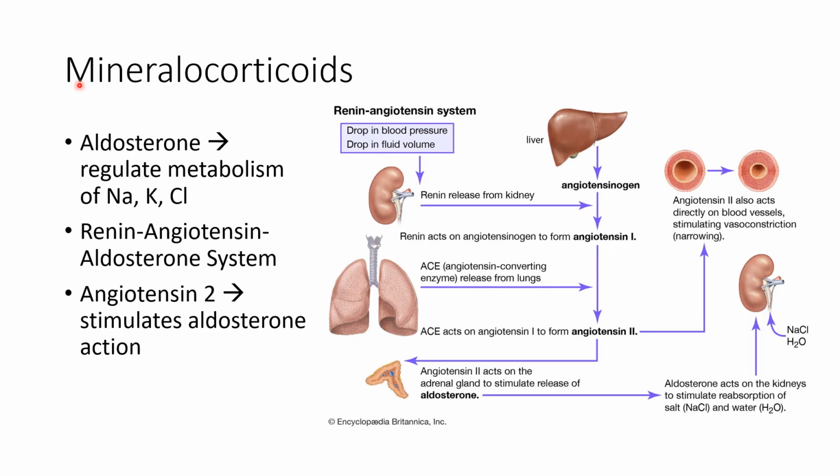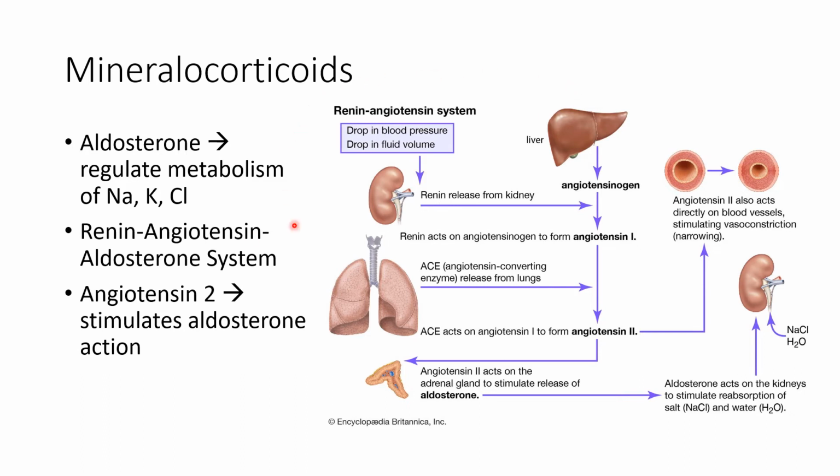So now, let's discuss your mineralocorticoids. The primary mineralocorticoid in the mammalian body is aldosterone. Of course, it is secreted by the cells in your zona glomerulosa. It is involved in the regulation and metabolism of your sodium, potassium, and chloride ions. It is actually part of the system that maintains blood pressure and blood volume in the mammalian system. So it is the renin-angiotensin-aldosterone system.